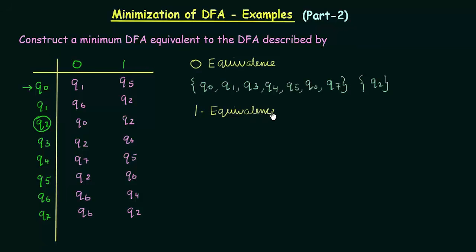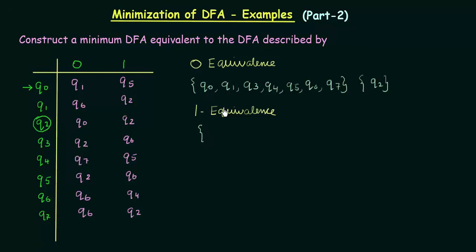Now how do we write the 1 equivalence? For writing the 1 equivalence, you have to use this row of 0 equivalence and check if the states in the same set are 1 equivalent to each other or not. And how do you do it? You take two states and you check where do they go on getting inputs 0 and 1. And if they go to the states contained in the same set, then they are 1 equivalent, otherwise they are not. Let's see how to do this.